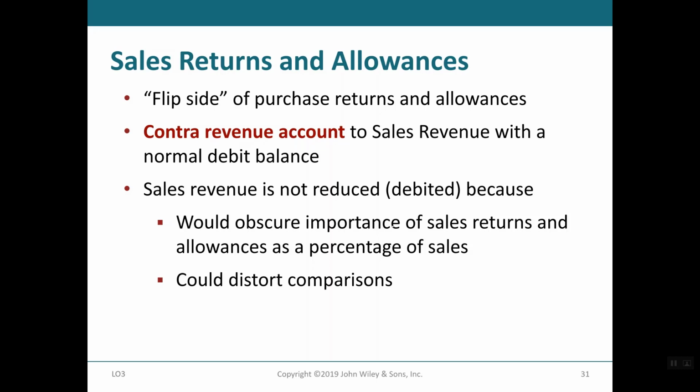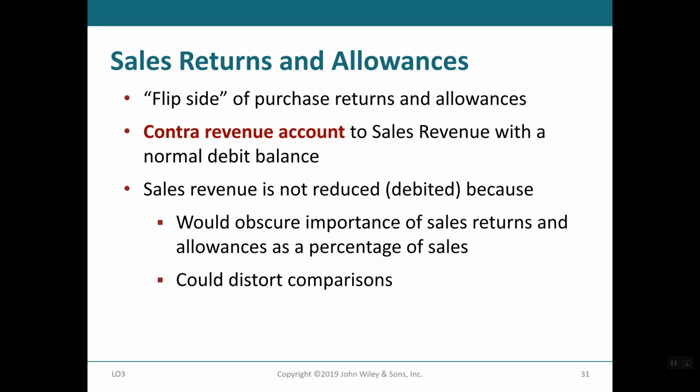If we have any sales return or sales allowance, we do not touch the sales account. We do not touch the sales account. We have a different account where we post it to, and that is called a contra revenue account. The normal balance for a contra revenue account is a debit balance.